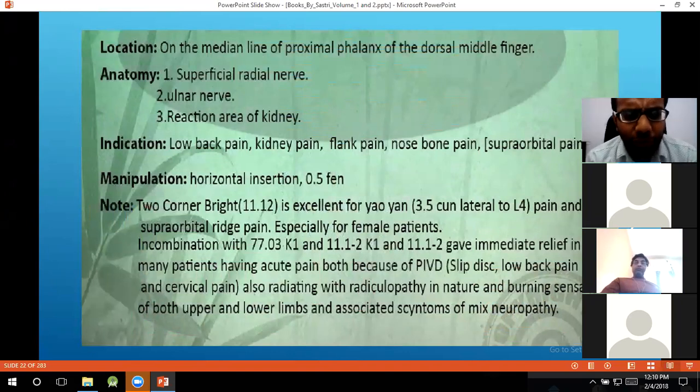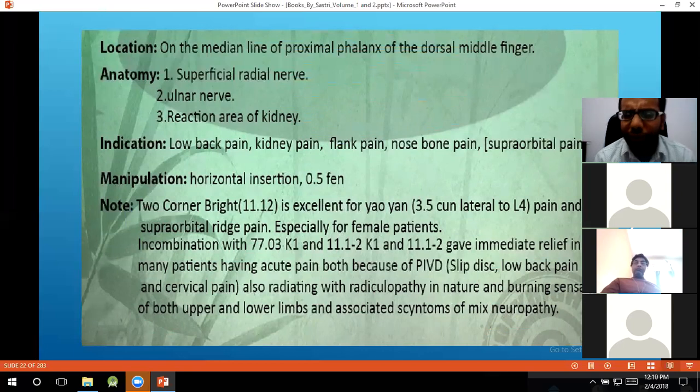So the anatomy: superficial radial nerve, the ulnar nerve is the touching area, and the kidney area is the reaction area. The 2 point 11.12 is excellent in the supraorbital ridge region. In female patients, if you combine 17.03 and kidney 1 with 11.1, and kidney 1 or 11.1, it gives very good results with various combinations.